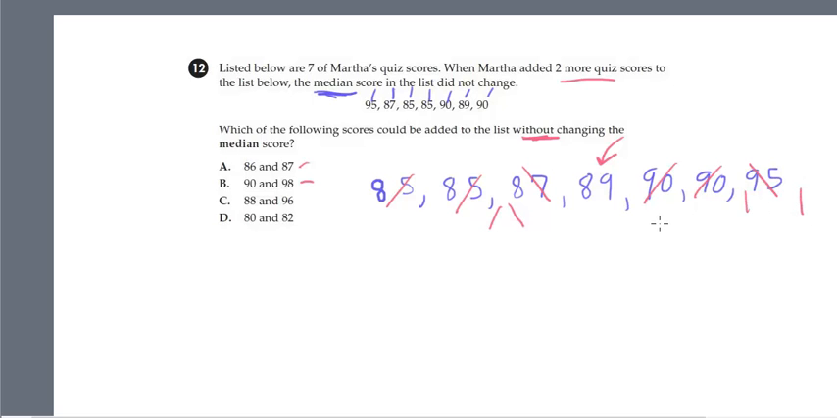If we added 88 and 96, that'd be a number here and a number up here. One above and one below the median score. So that would not change the median score. And just to finish that off, 80 and 82 would be way down here and would certainly change the median score. They're both over here. So my answer is C.